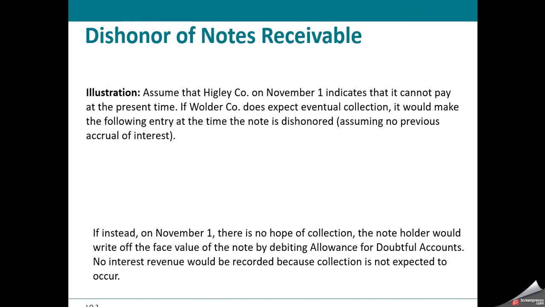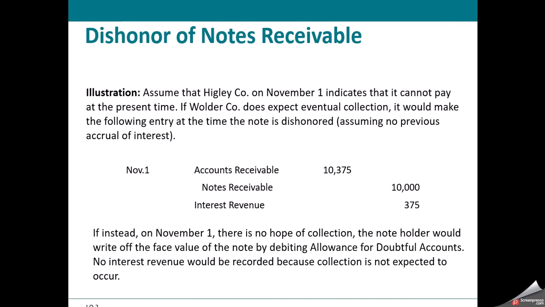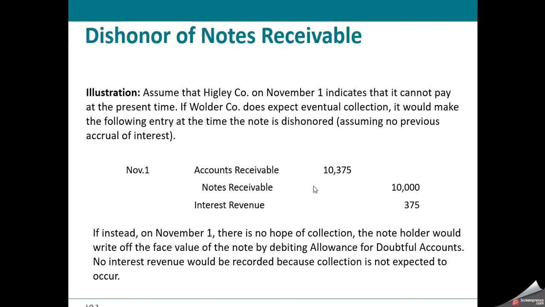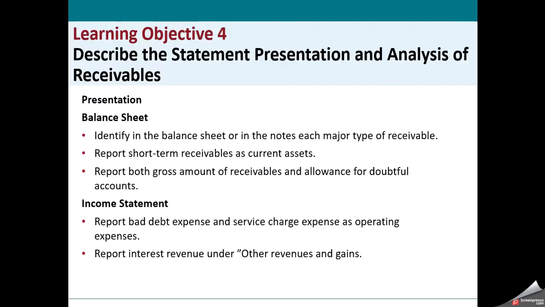Now then sometimes say notes can be dishonored or not paid, as well as what we talked about with accounts receivable. So in that case, we would take it out of our notes receivable. We would reverse the interest revenue that we recorded, and we would put it back into accounts receivable. And then we would charge it off to the allowance for doubtful accounts, just like we did on the accounts receivable part.